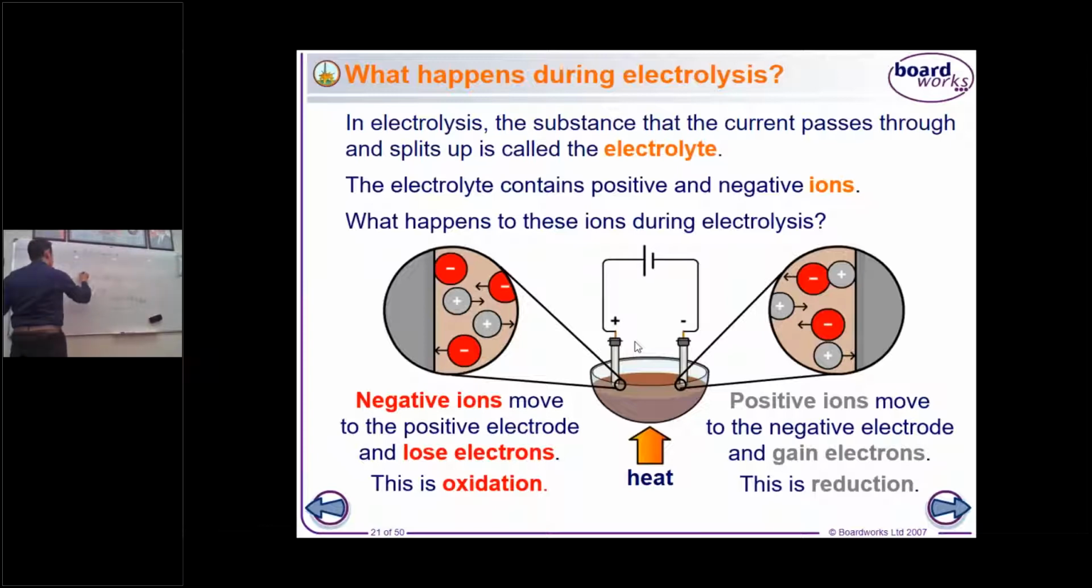Electrolysis apparatus consists of two oppositely charged electrodes. What are the oppositely charged electrodes here? Positive and negative. These are electrodes. And these electrodes are connected to each other, conducting electricity. This is called electrolysis apparatus or electrolytic cell.